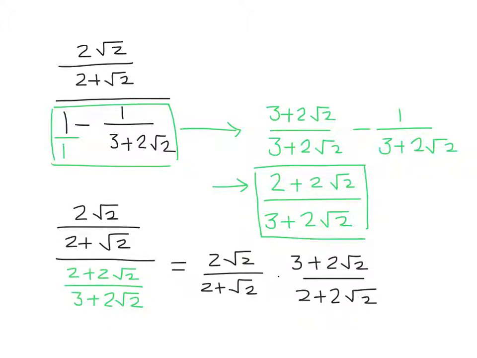And now, whenever there's a plus or a minus, that's like a binomial, so I have to enclose it in parentheses. On top, I have to distribute the 2 root 2 to everything in the binomial that follows it. And on bottom, I have to FOIL.